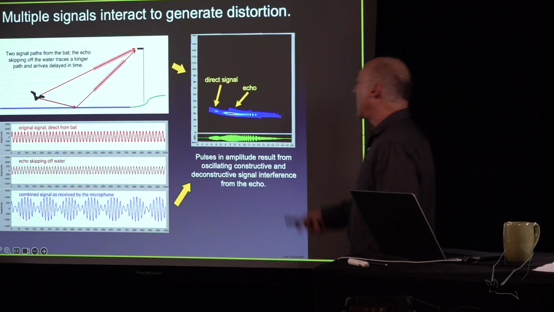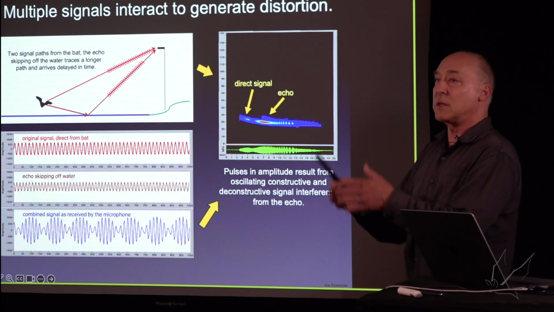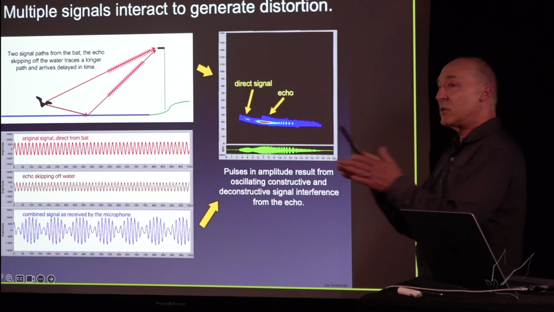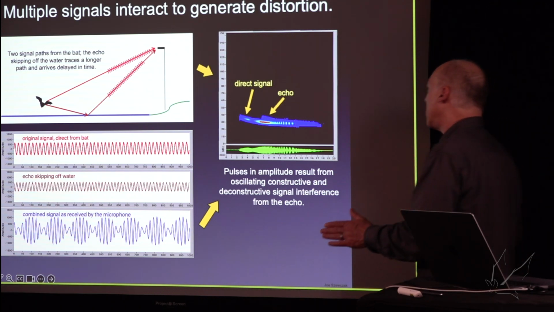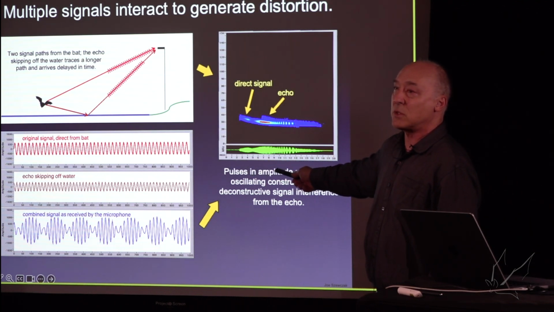So if a bat is flying here and you get one direct signal from the bat to the microphone, but another is skipping over a flat surface and producing an echo, this is a longer flight path, and so that signal path is going to be delayed in time. When they reach the microphone, these two signal trains are going to interact and create oscillating constructive and destructive interference. And because there's just two signals there, nearly matched in frequency but not quite, you get this pulsed pattern from the constructive and destructive interference.